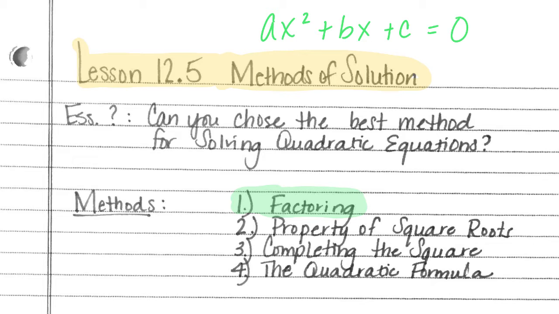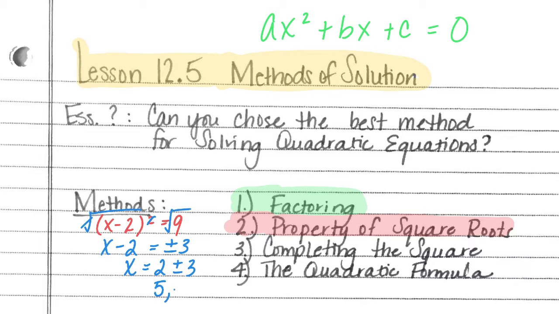The second one is just using the property of square roots. I'm going to show you a little example here. If I had x minus 2 quantity squared equals 9, I know I could take the square root of each side, and we get x minus 2 equals plus or minus 3. And when I solve, I can add 2 over. And sometimes we forget to actually solve this, so don't forget to solve this, but that is the property of square roots.